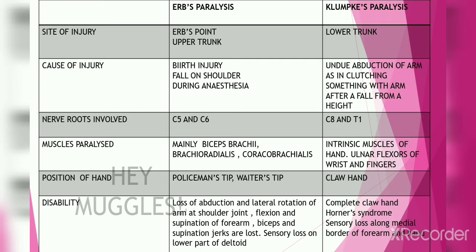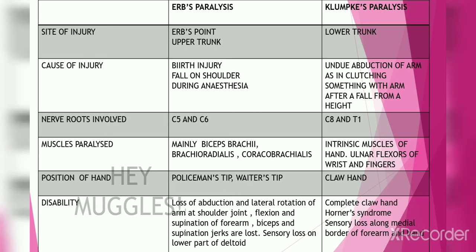So there is loss of abduction and lateral rotation because of paralysis of deltoid and supraspinatus, infraspinatus and teres minor muscles, right? There is loss of flexion and supination of forearm because there is paralysis of biceps brachii muscle. The biceps and supinator jerks are also lost, and there is sensory loss on your lower part of the deltoid.